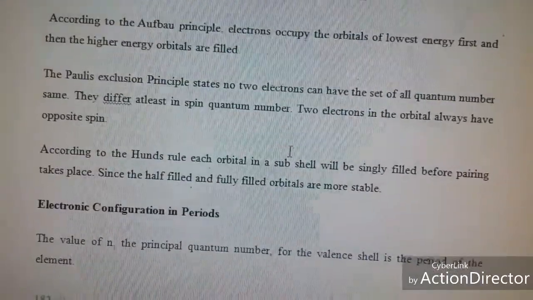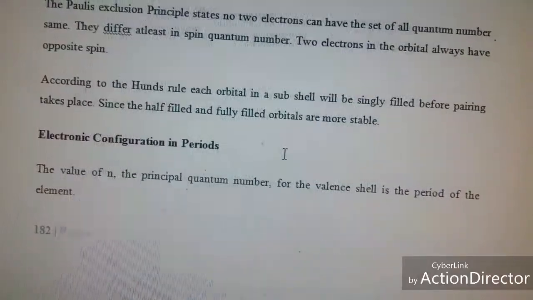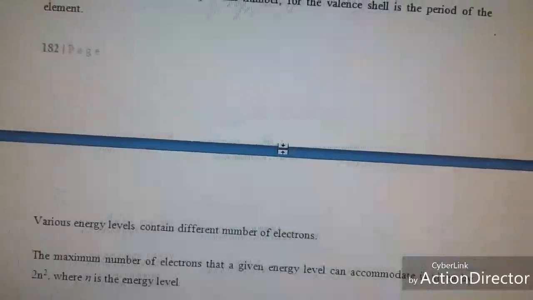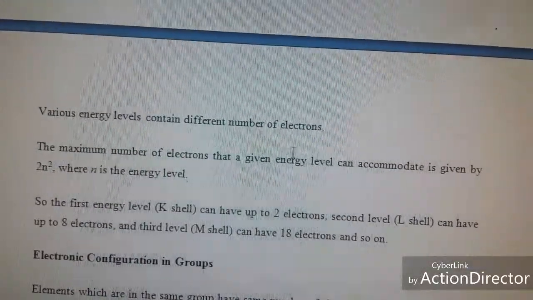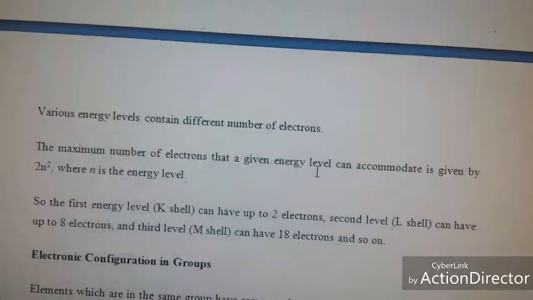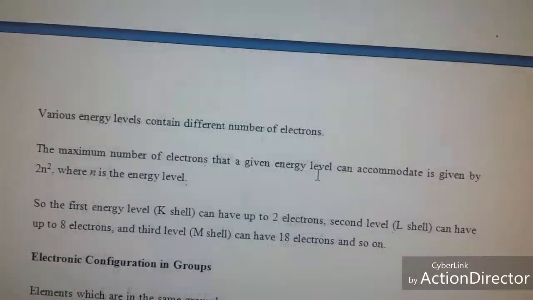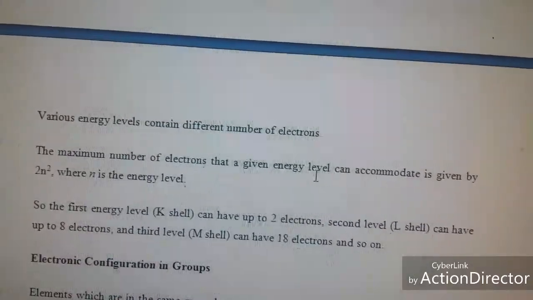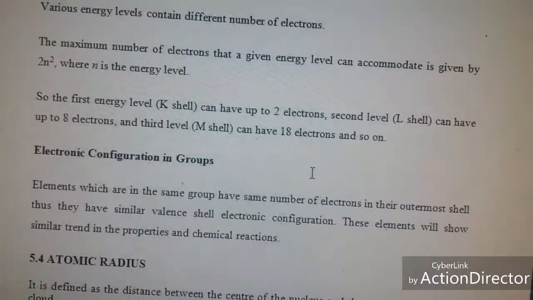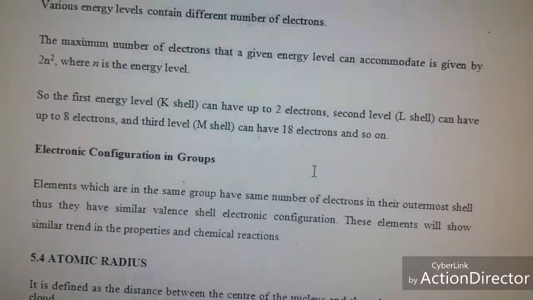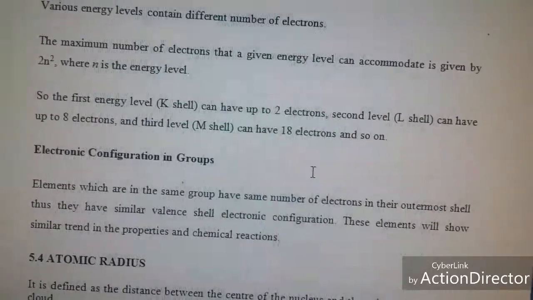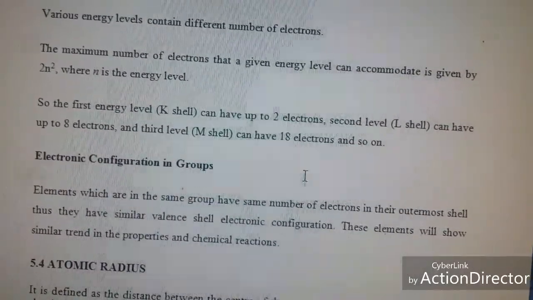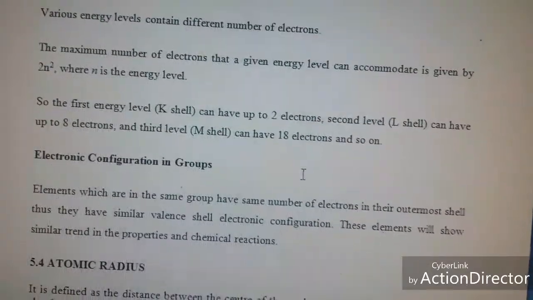If you see in the periods, the value of n, the principal quantum number for the valence shell, is the period of the element. The first energy level will have 2 electrons, that is the K shell. The second will have 8 electrons, the L shell. The third will have 18 electrons and so on, that is the M shell. In a group, there will be the same number of electrons in the outermost shell, so they have similar valence electrons, due to which they will have the same trend in properties and chemical reactions.